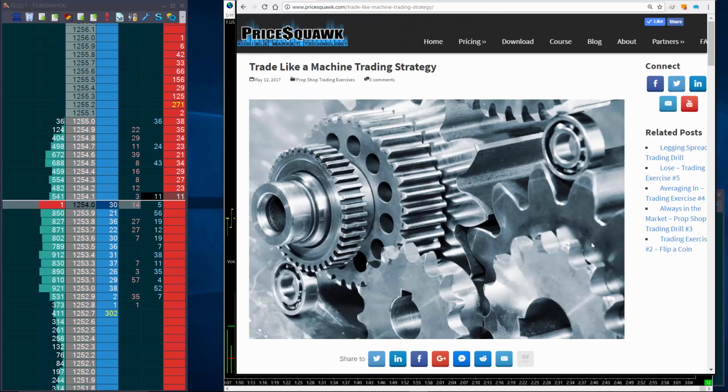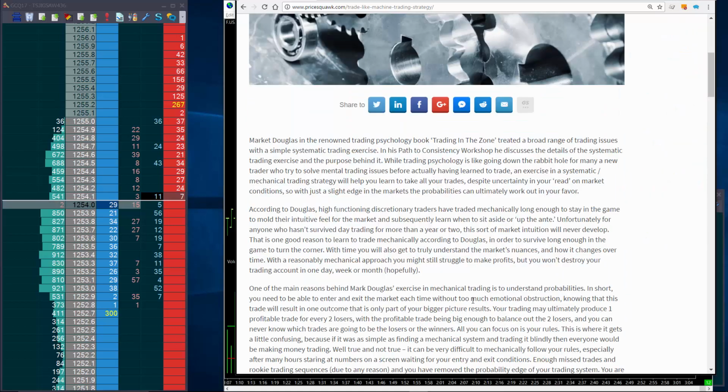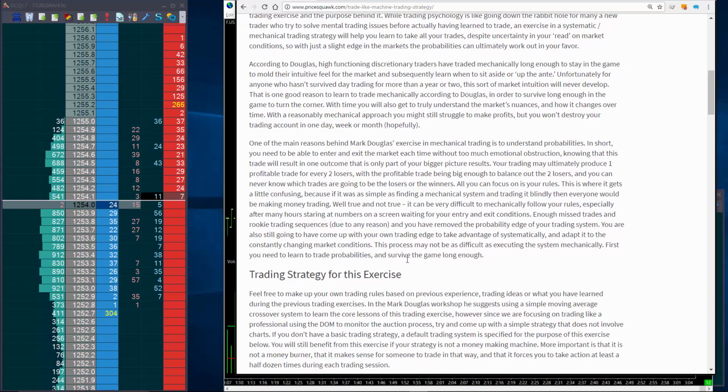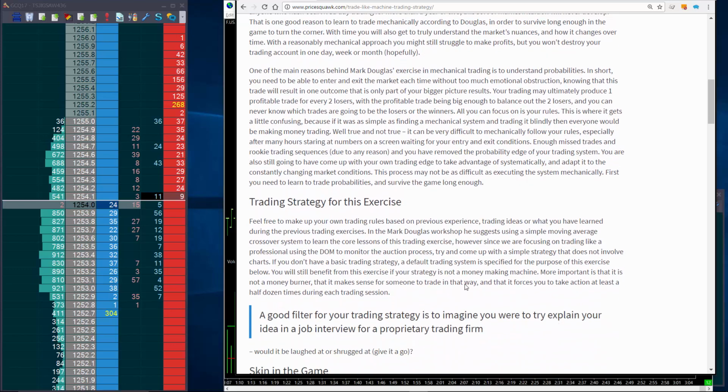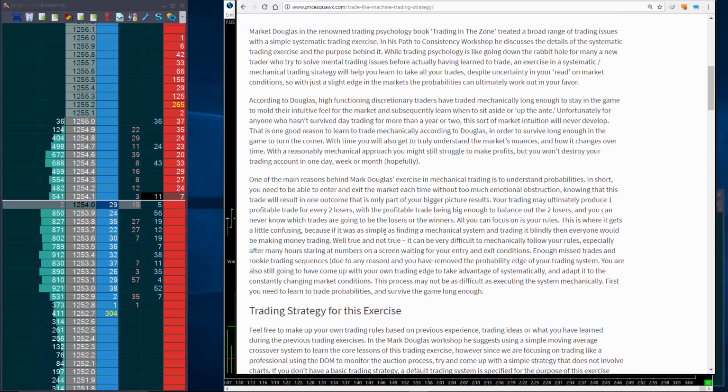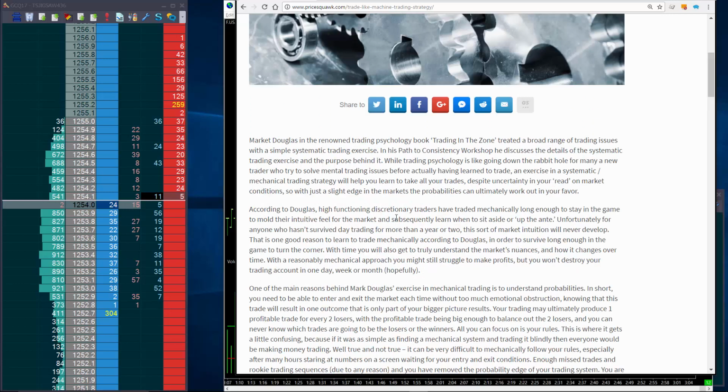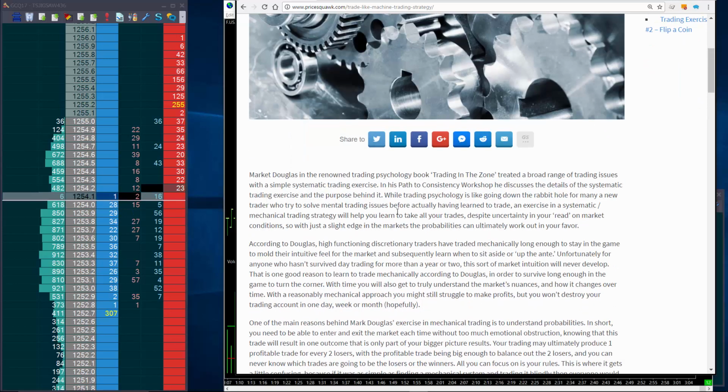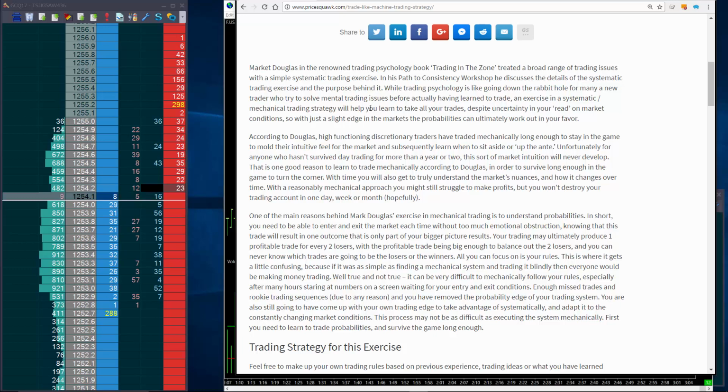Okay, trade like a machine trading exercise. In brief, we give you a default trading strategy which you may or may not use for the purpose of this trading exercise. Read the drill on the website for some background on it.